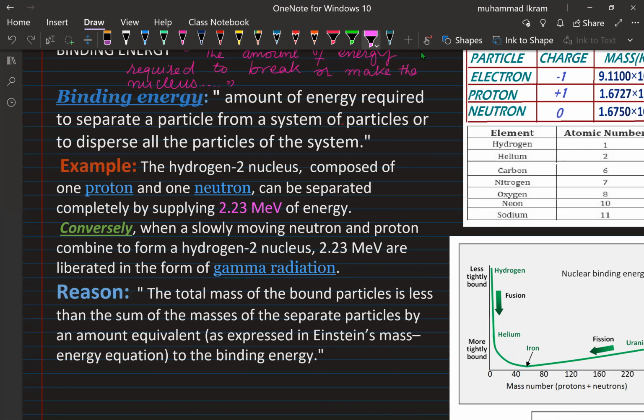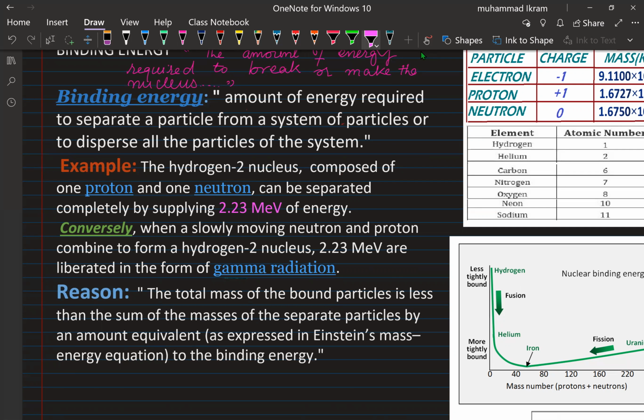If you provide 2.3 million electron volts of energy, and I told you that 1 electron volt is equal to 1.6 into 10 to the power minus 19 joule, and MeV means million electron volt, so 2.23 into 10 to the power 6 electron volt actually. But on the nuclear scale, energies are usually measured in MeV rather than in joules because they are small.